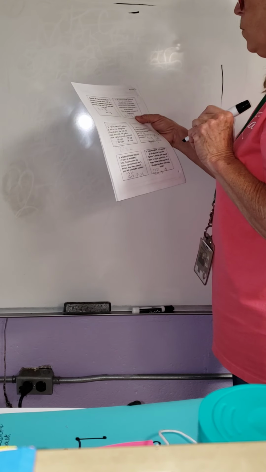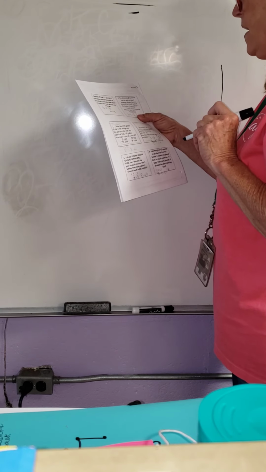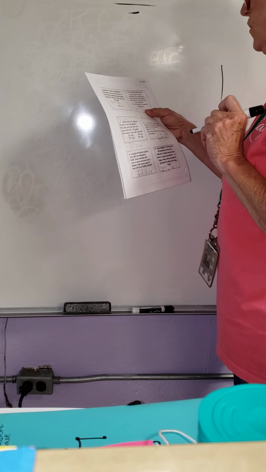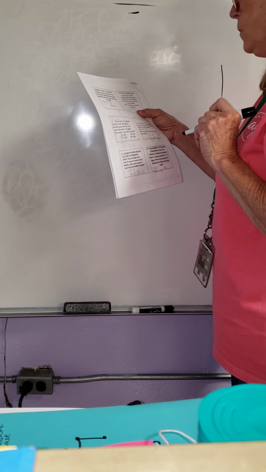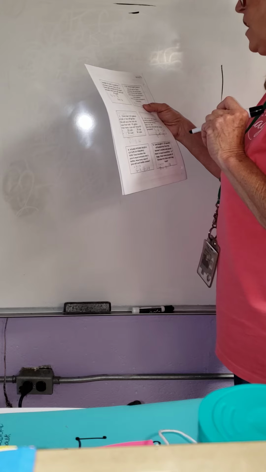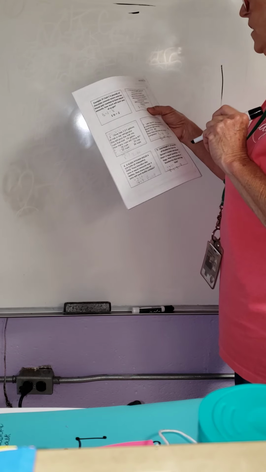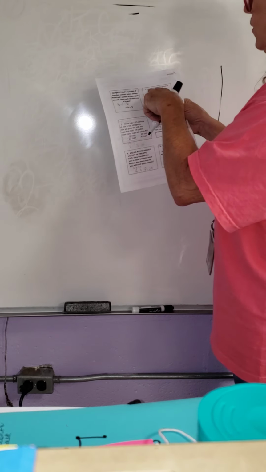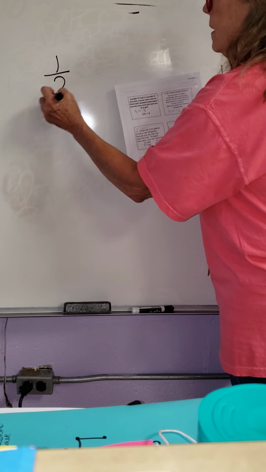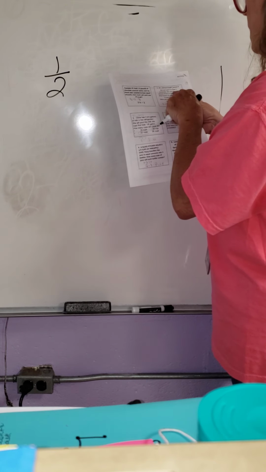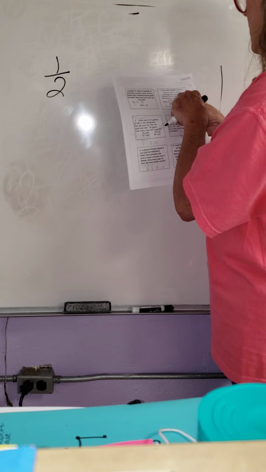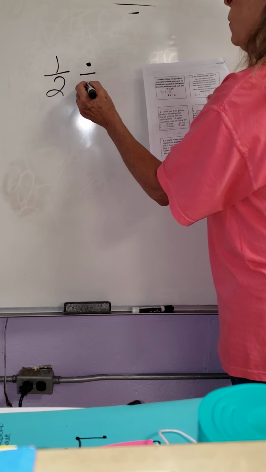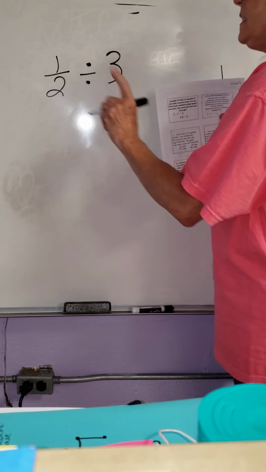So let's look at number 1. Mr. Johnson bought 1/2 pound of ham to use to make 3 sandwiches. He uses the same amount of ham on each sandwich. What fraction of a pound of ham is on each sandwich? Well, we start out with 1/2. And how much did he use? Let's see, he made how many? 3 sandwiches. And he wants to know how much is it going to take to make 1 sandwich.